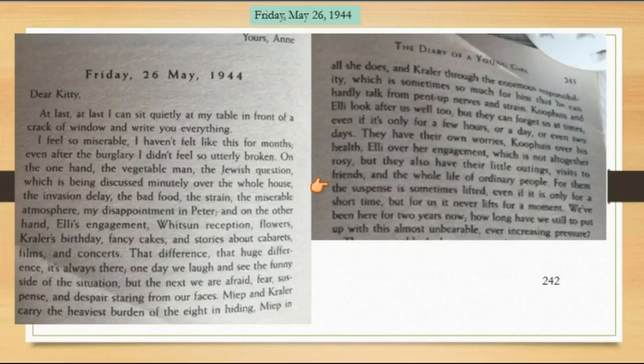For them, the suspense is sometimes lifted, even if it is only for a short time. But for us, meaning the annexed residents, it never lifts for a moment. We've been here for 2 years now. How long have we still to put up with this almost unbearable, ever-increasing pressure?